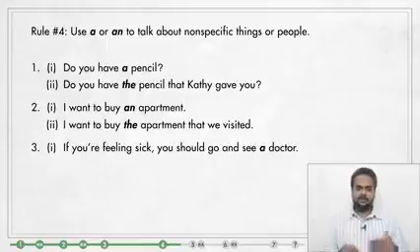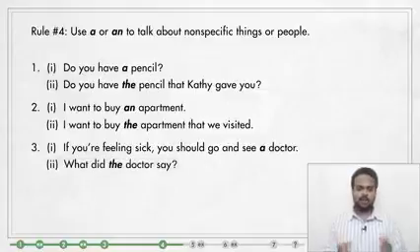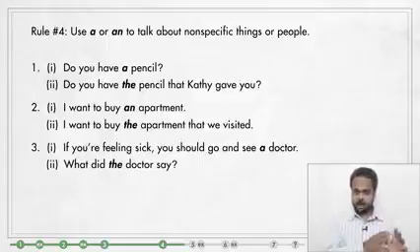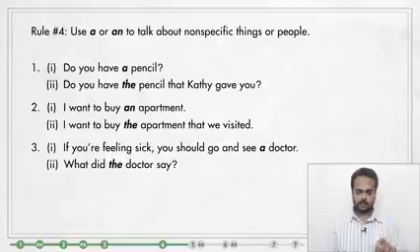But let's say your friend takes your advice and goes to a doctor. When you see your friend again, you might ask, what did the doctor say? Why are we saying the doctor? Because we mean that specific doctor who the friend visited. So notice again that we use a or an when we're talking about a person or thing in general and not a specific person or thing. For that, we use the.